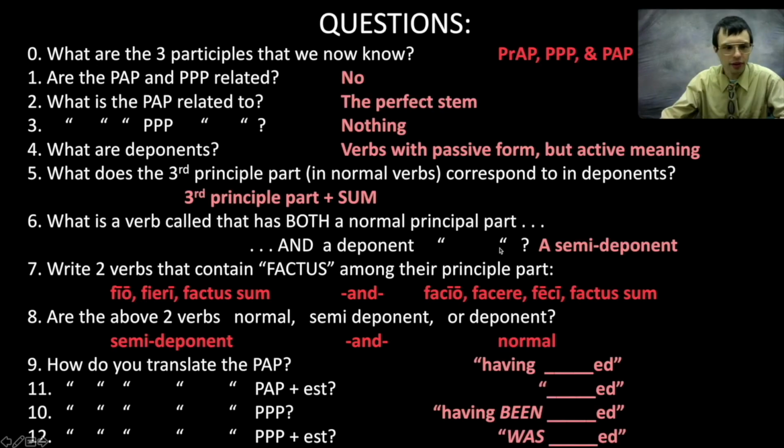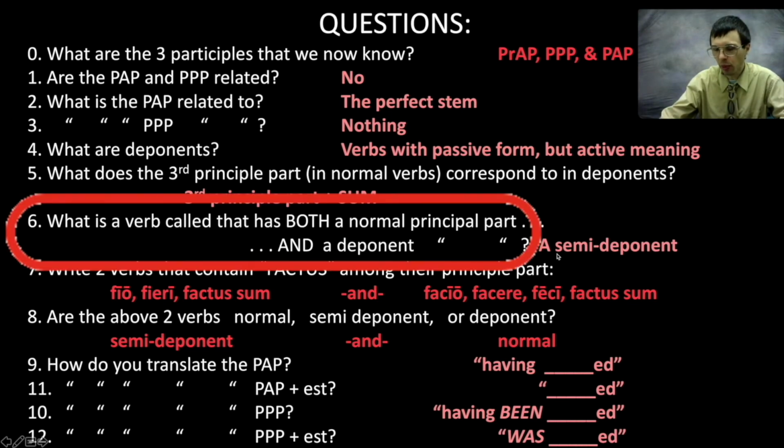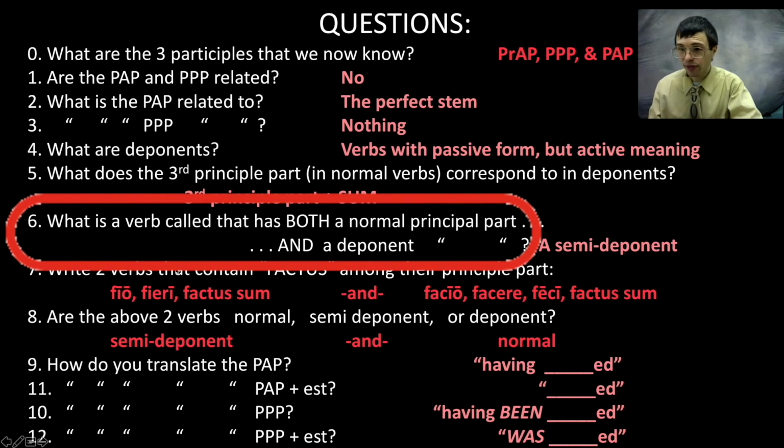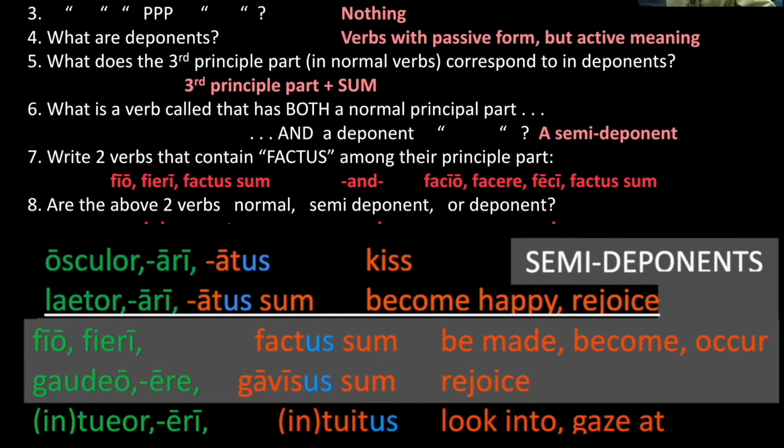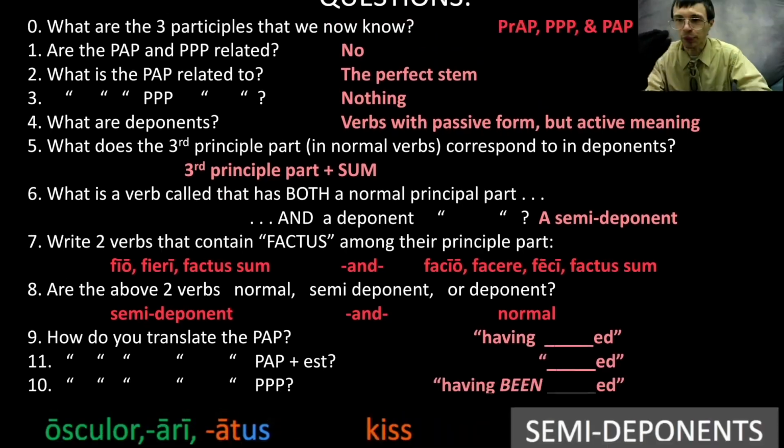Okay, so number 6 here, what is a verb that has both a normal principal part and a deponent principal part? That's called a semi-deponent. So for semi-deponents, remember how I spoke about those 3 semi-deponents that you need to know in the gray back there? Fio, fieri, factus sum, gaudeo, gaudere, gavisus sum.